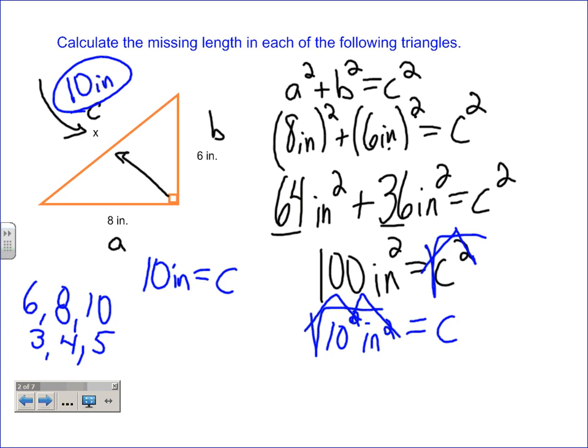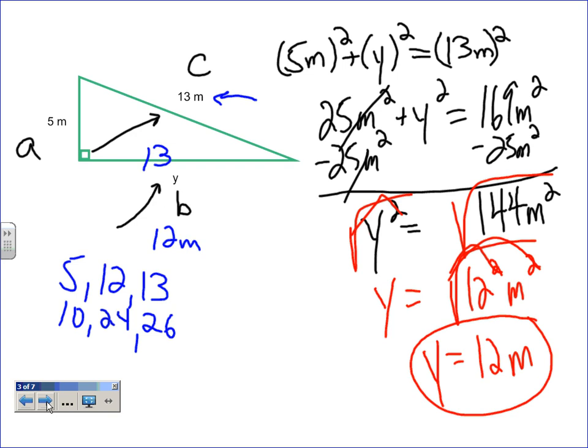3, 4, 5, and 5, 12, 13. The 2 that we just did here, all the time you will see those. 6, 8, 10. Yeah, you see that one quite a bit. 10, 24, 26, yes. And then there are other ones as well. Okay. So perhaps you'll learn them as you go.